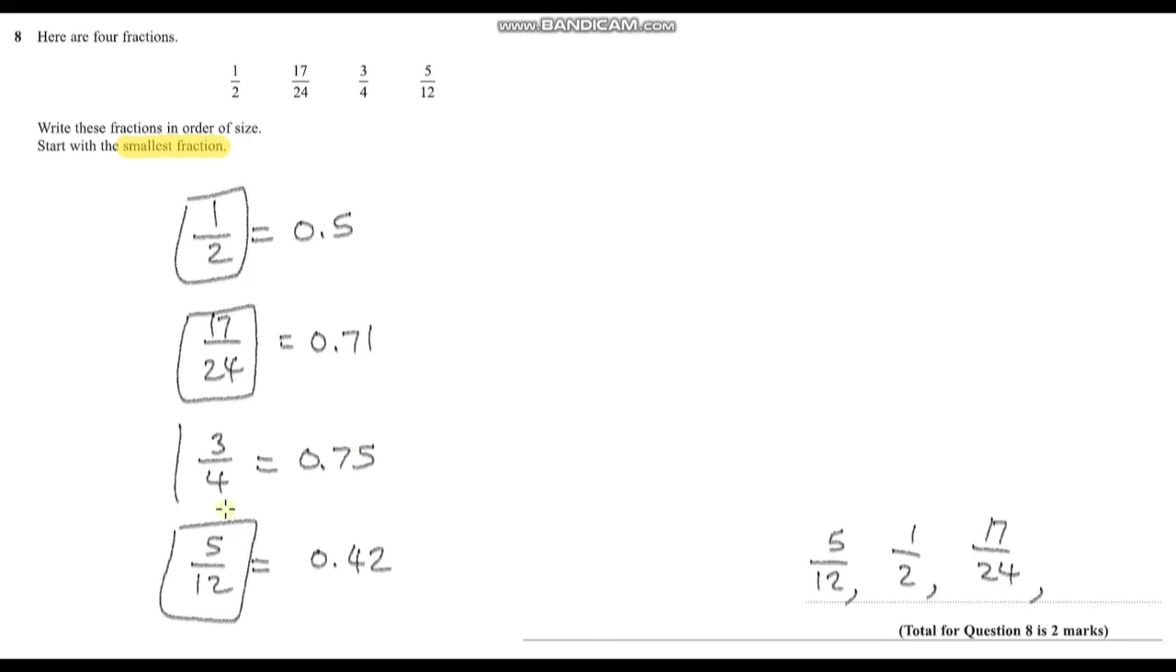And then the biggest one is 3/4. Okay, so much easier with a calculator. If this was on a non-calculator paper, which it is likely that it would be, this sort of question, then you would just convert them into equivalent fractions.